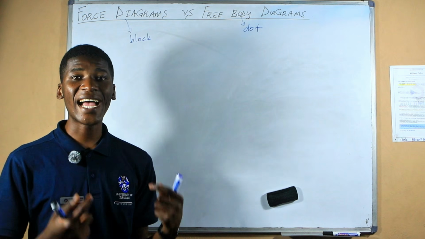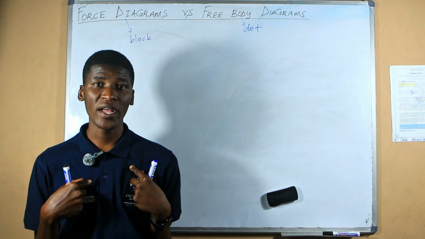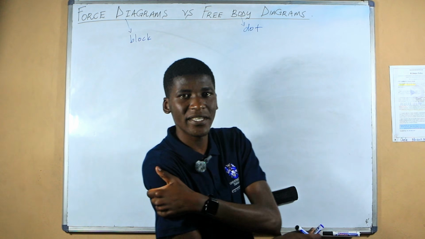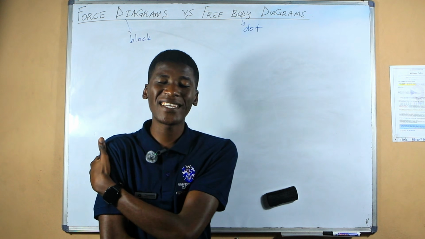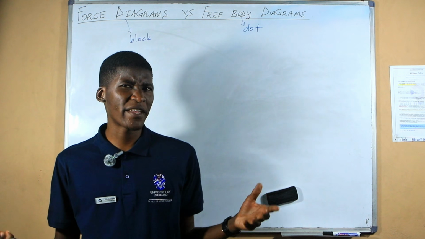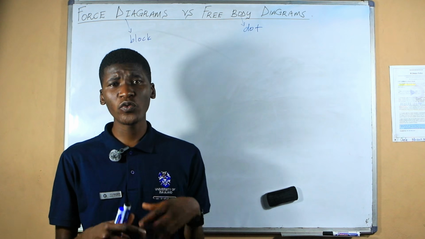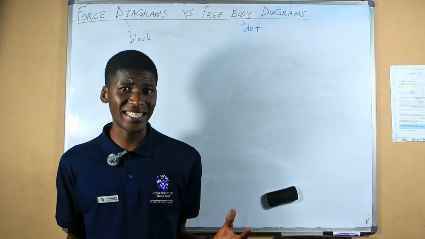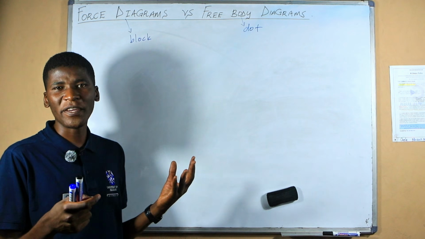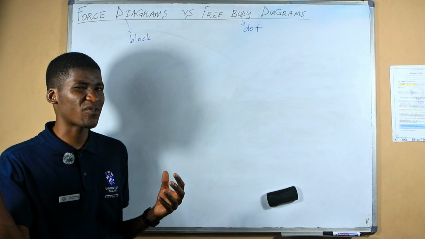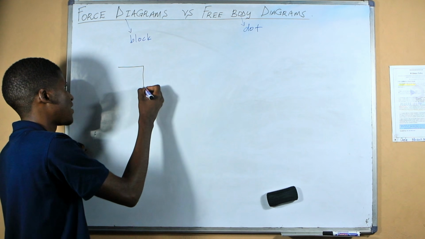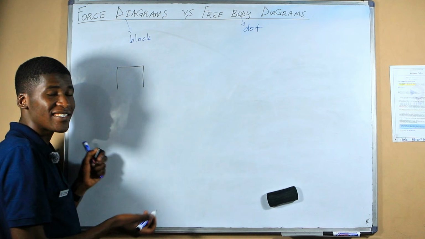Let me say that I am the object in question right now, and someone comes and pushes me from the side. As that person is pushing me, they're applying a force on me. Now I want to use a force diagram to represent the forces being applied on me. I'm not going to draw a human being and start drawing arrows around it, but I'm just going to draw a block, just a block to represent the object.